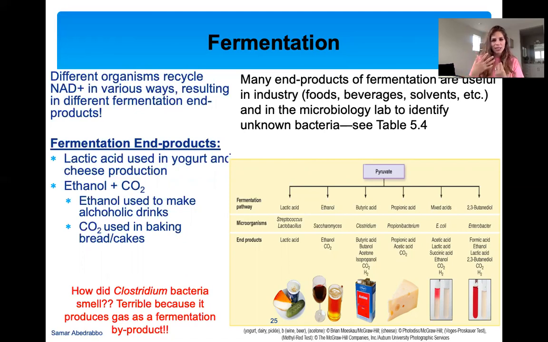So again, fermentation only produces 2 ATP. Examples of end products made by fermentation are lactic acid, which we use in yogurt and cheese, ethanol to make alcohol, CO2 used in baking, and many others shown in this table.